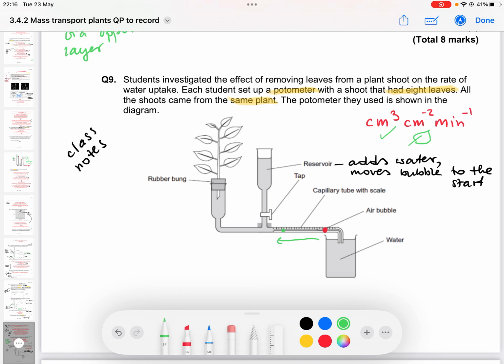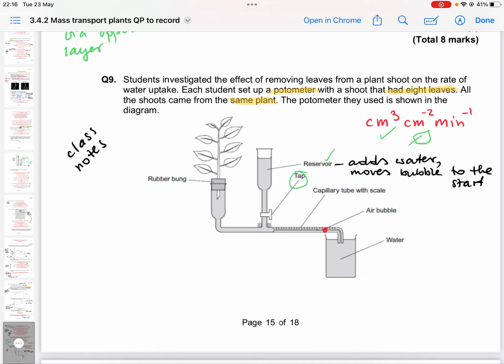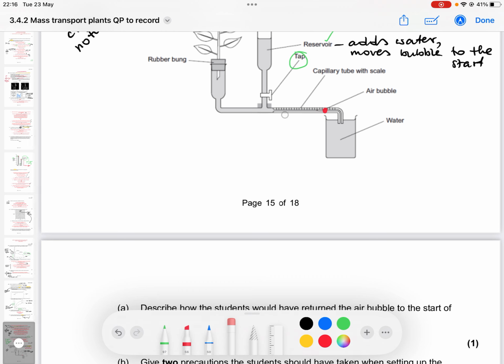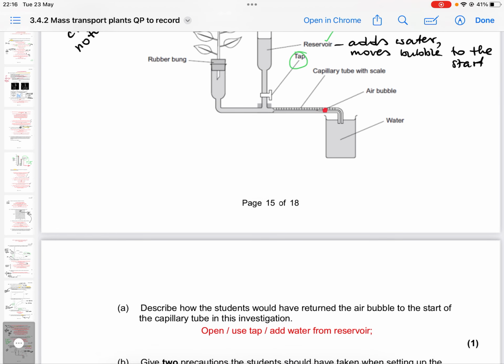What's important with this setup, remember we've got the tap, we need to make sure that it's closed properly. We've got the reservoir here, and it has a very important job because you can add water and we can always push the air bubble back to the beginning, so back to the red spot if we want to restart our practical. So here are a couple of questions on the setup. We did say, how do we return the air bubble? Obviously we could open the tap, and that air bubble, let's say if we moved here, will be pushed back to its original position over there.